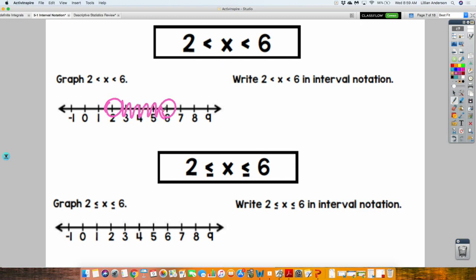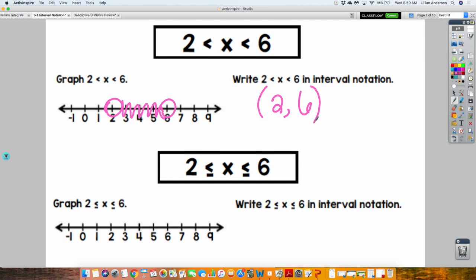So then to write the interval to represent this, it'd be 2 and then 6. And I need what around them? Parentheses, around both. Oh, okay. It's pretty simple.